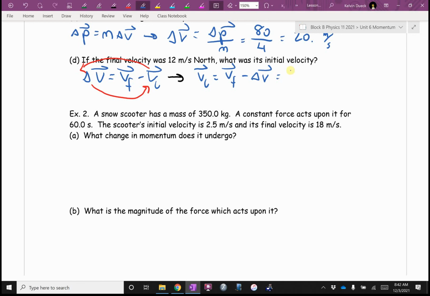So, positive 12, take away, what was, Alex, our change in velocity? And I get negative 8. In terms of direction, which way did you say was positive? What direction? So what's this? V initial is 8 meters per second south.